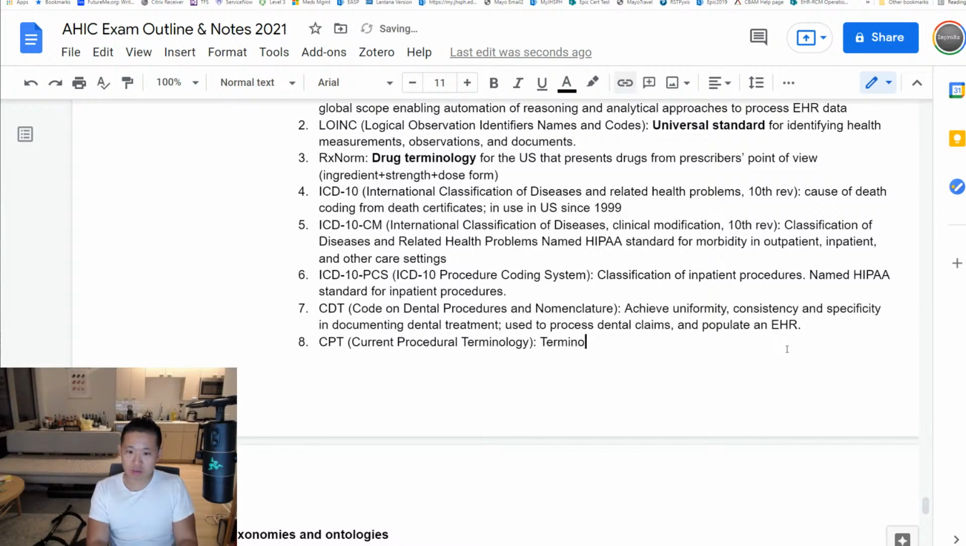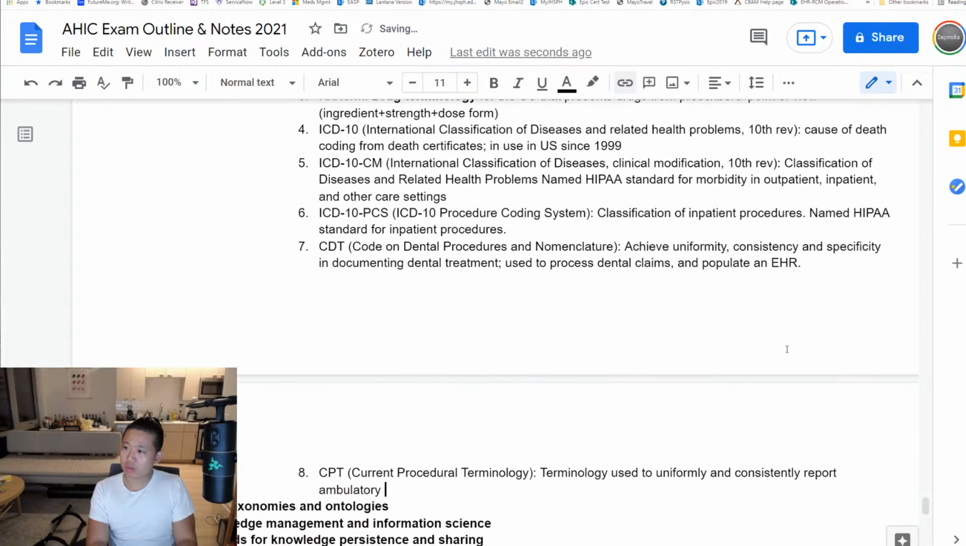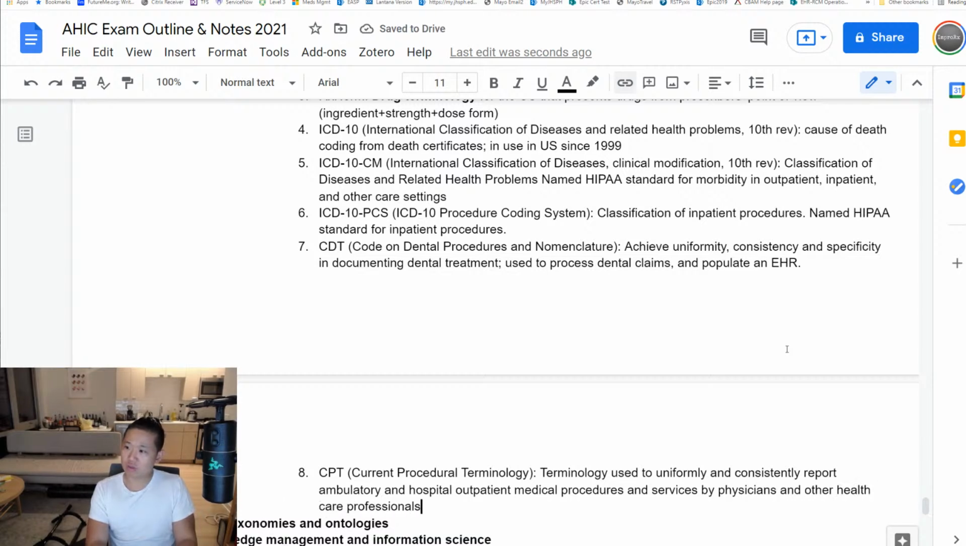CPT is terminology used to report uniformly and consistently for ambulatory and hospital patient medical procedures and services by healthcare professionals. HCPCS Level 2: Healthcare Common Procedure Coding System.